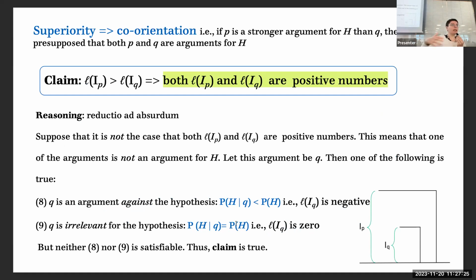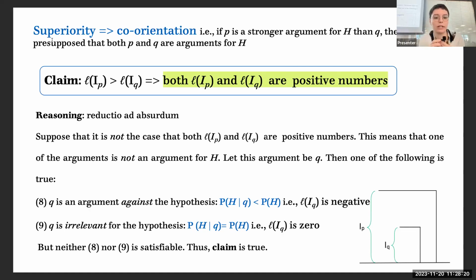Okay. So now we can go to our claim. And I remind you that our big idea is to show that we can derive the co-orientation requirement from the superiority, which we hardwired into the account. So eventually, we want to claim that if P is a stronger argument for H than Q, then it is presupposed that both P and Q are arguments for H. This is our big goal. And the claim that we are going to demonstrate here is the following. Now it is exactly the same, just in terms of intervals. We are going to claim that if the length of the interval associated with an argument P is bigger than the length of the interval associated with an argument Q, then both lengths are positive numbers. What is written on the top and the claim are exactly the same thing, just reformulated.